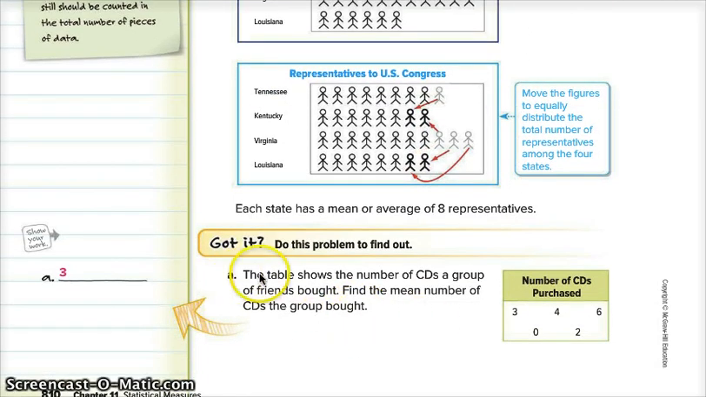However, to get you thinking, go ahead and figure out what the table is showing. So the table is showing the number of CDs purchased, and figure out the mean number of CDs the group bought. So the first thing you want to do is line up the numbers, add them all together, find your sum, and then divide to find your final average or your mean.